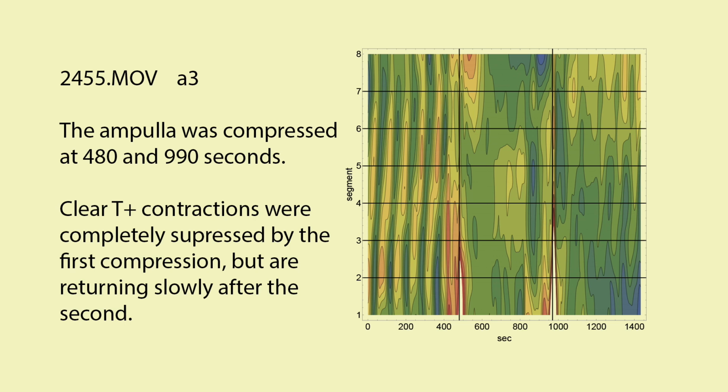This ampulla was contracting in a T+ mode until the first compression at 480 seconds. Segments 1 and 2 briefly expand, but then there are no repeating contractions. However, the next compression at 990 seconds triggers a clear set of oscillations with a period like the original ones.